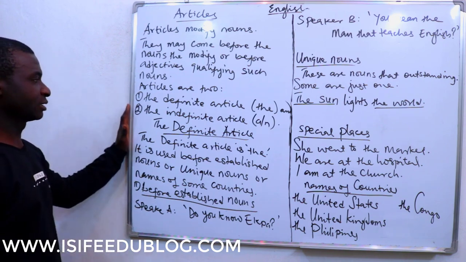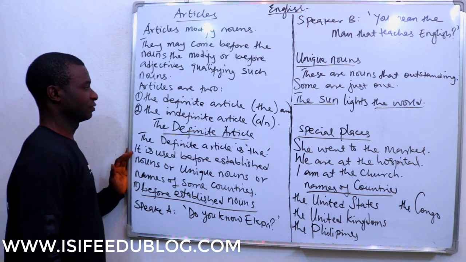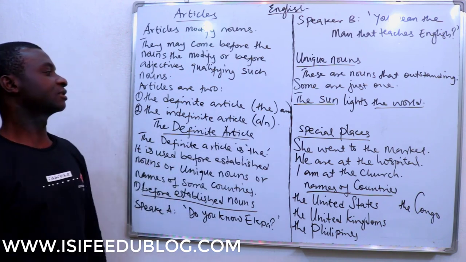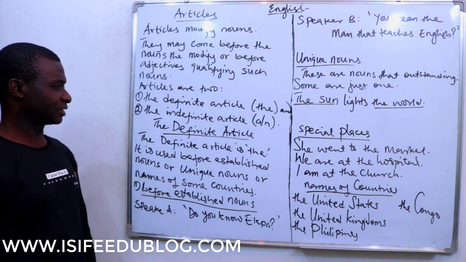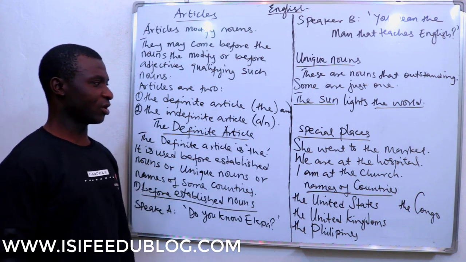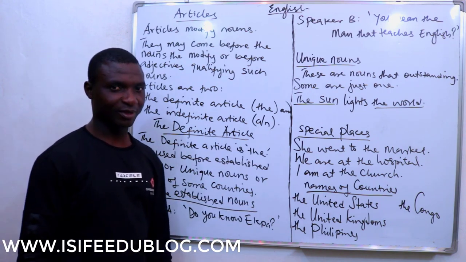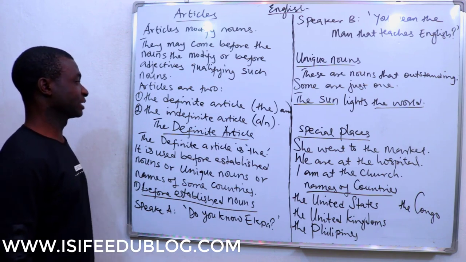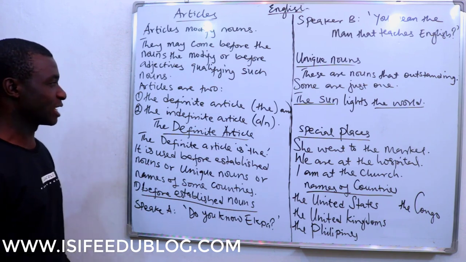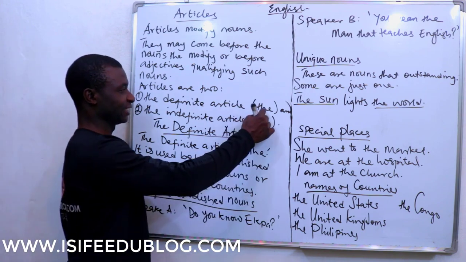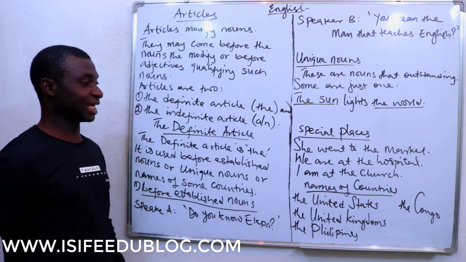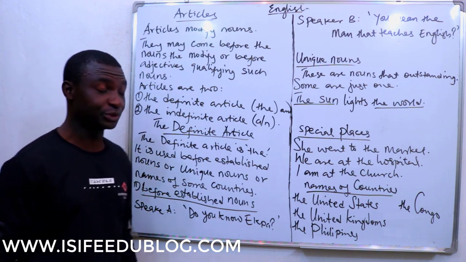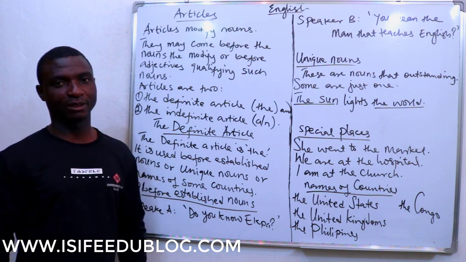Articles are basically divided into two: the definite article, which is the, and the indefinite article, which is a, or its variant, an. Now, perhaps if I were to measure, I would say that the most commonly used word in the English language is the, as well as a and its variant, an. So the articles are perhaps the most popularly used words. All right.